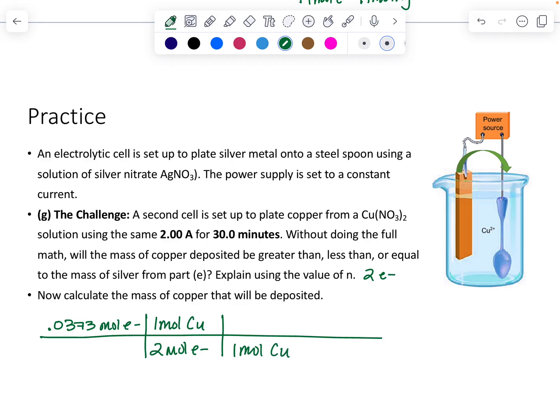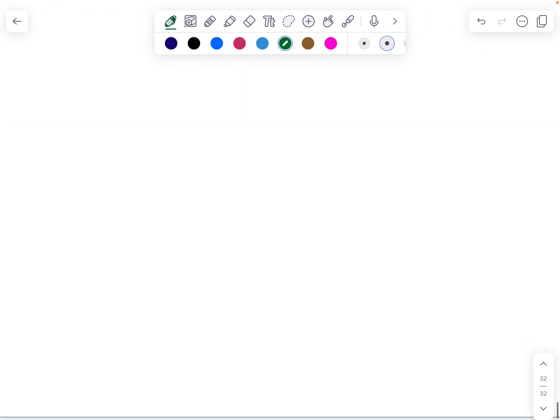And then 1 mole of copper is just 63.55. That would be kind of the conceptual check of whether this will be less than. So that one is, yeah, 1.19 grams of copper compared to our 4 grams of silver. We basically quartered it. Yep, essentially.